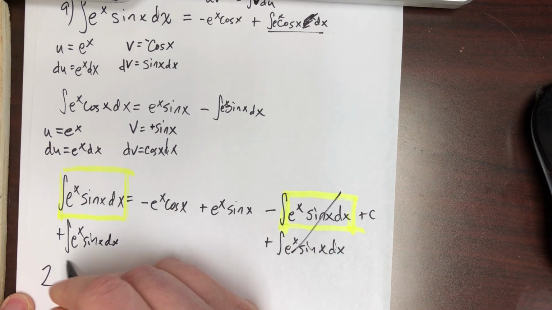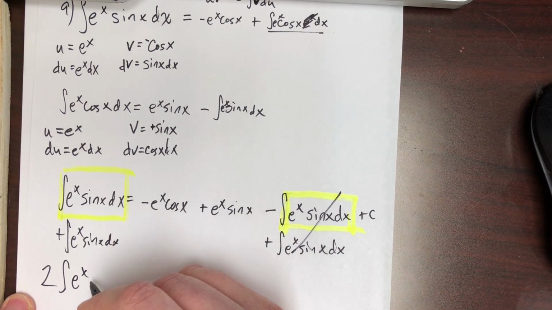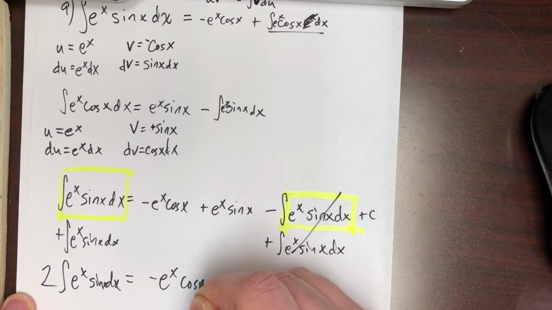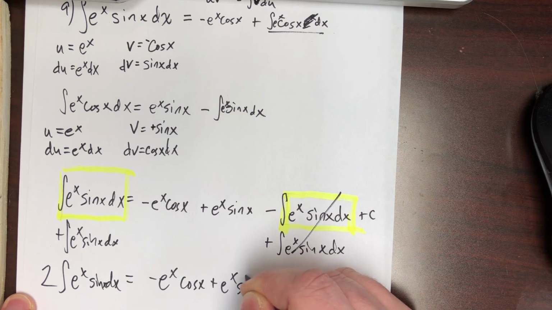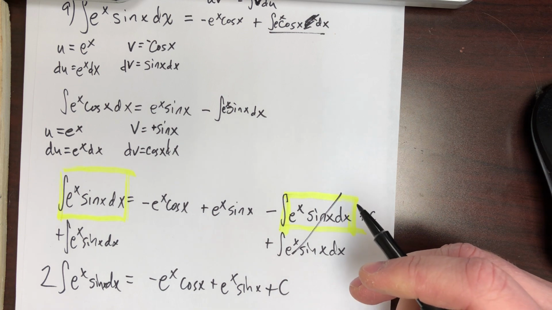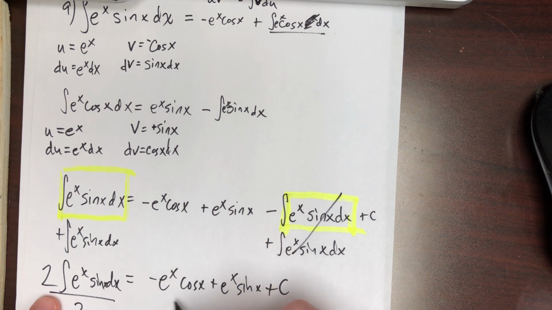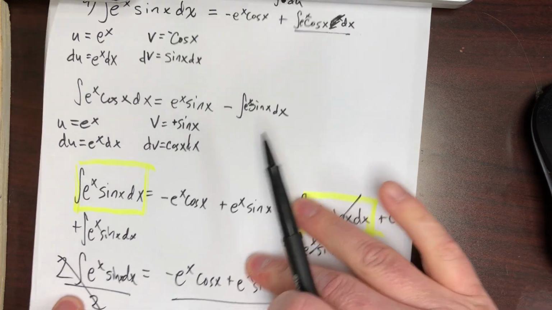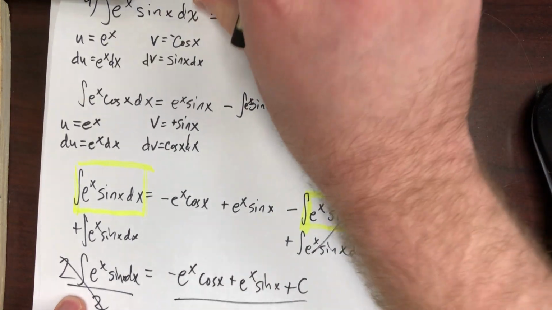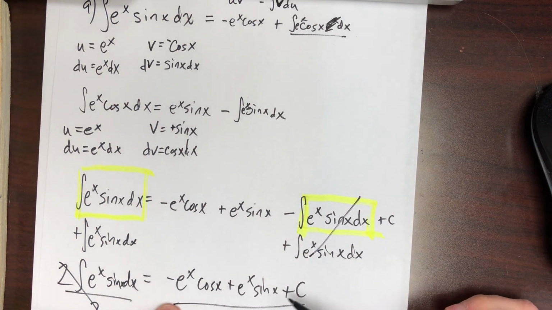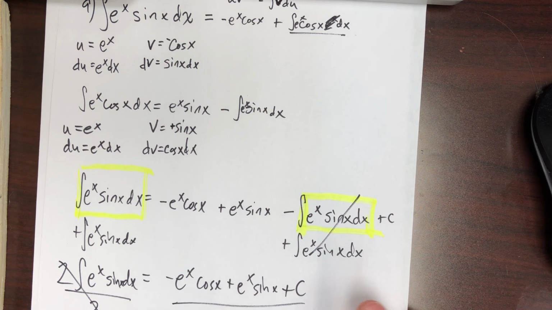Now I have two integrals of e to the x sine x dx is equal to negative e to the x cosine x plus e to the x sine x plus c. If I divide both sides by 2, we have now found the original integral that we wanted is equal to this stuff. And notice how there's no more integrals left over.